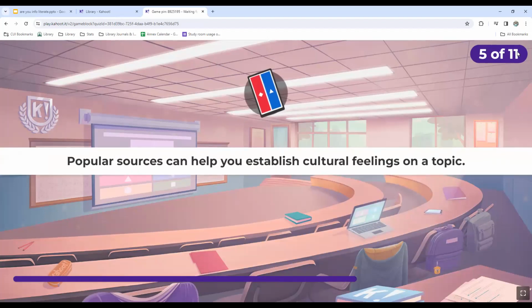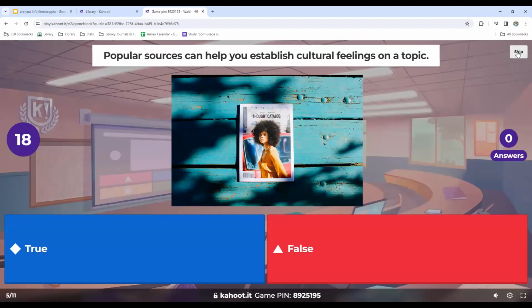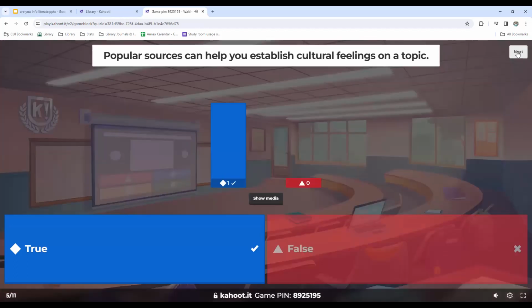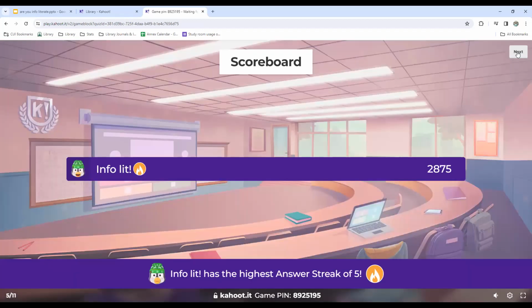So, popular sources can help you establish a cultural feeling on a topic, true or false. Is true. That is one of the ways popular sources can still be used in academic research. But again, you do want to be wary and limit your use of popular sources when researching.